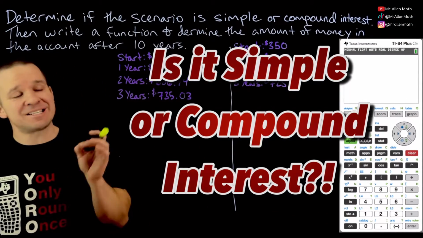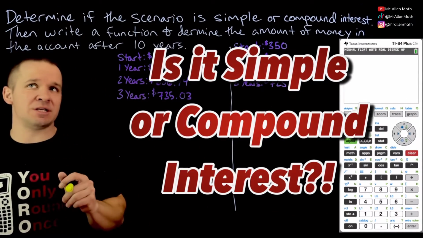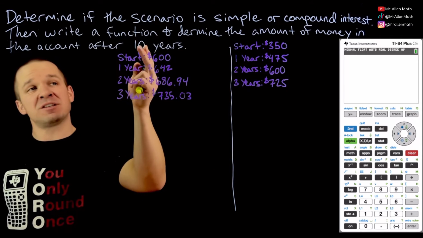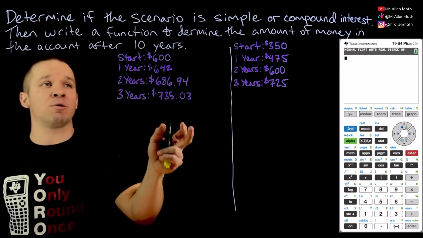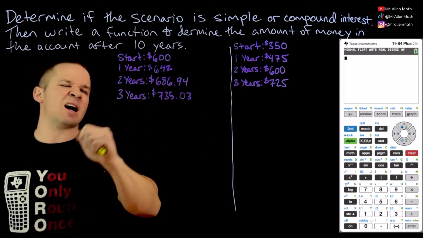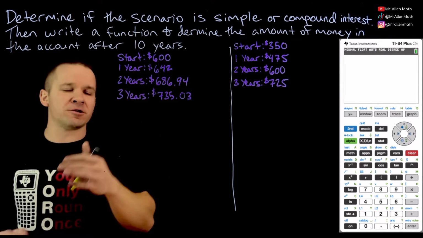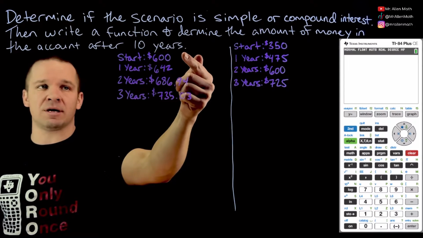Mr. Allen here, and we're talking simple and compound interest in this video. We have to determine if the scenario is simple or compound interest. Then we're going to write a function and determine the amount of money in the account after 10 years. So first one, a person starts out with $600 in their account.